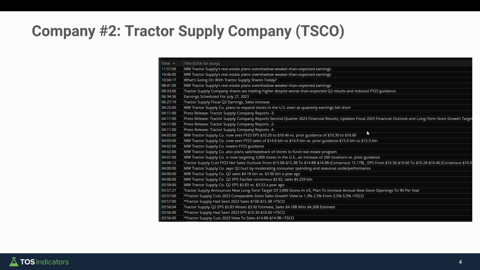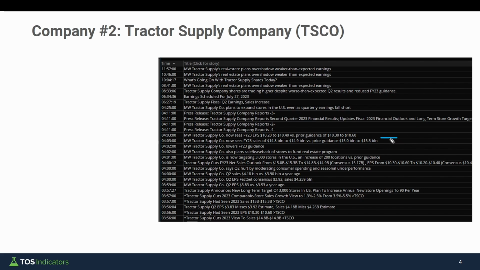This second example is going to be inside of Tractor Supply Company, ticker symbol TSCO. Now, here's all the news stories for TSCO, and you should notice that there's way more news stories here. It's a symbol that gets a little bit more attention. So let's try and analyze this, repeat the same exercise.